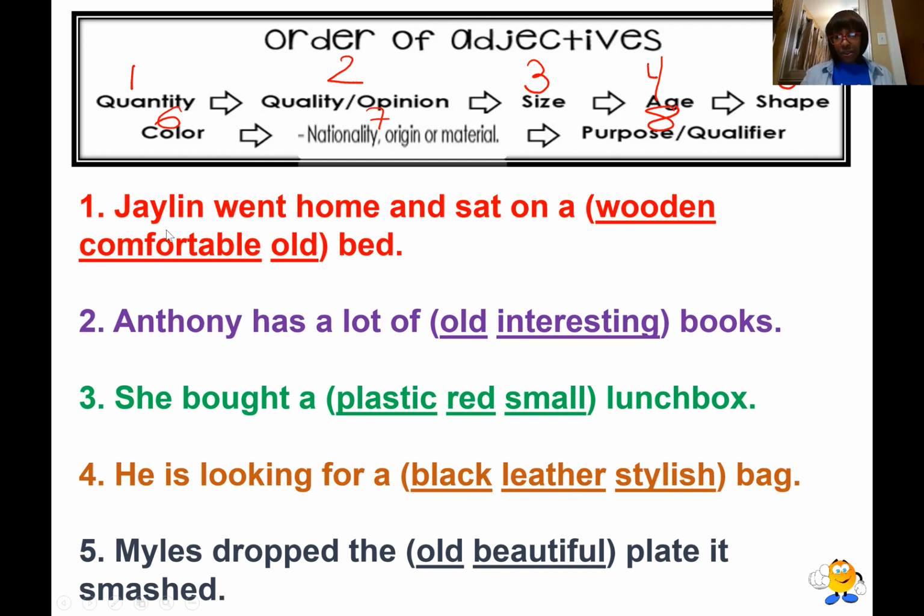So my first sentence, I'm looking at sentence one. So go ahead and look at your screen, look at sentence one. And this sentence starts with Jalen. Hi, Jalen, good morning. How are you? So we're using Jalen today.